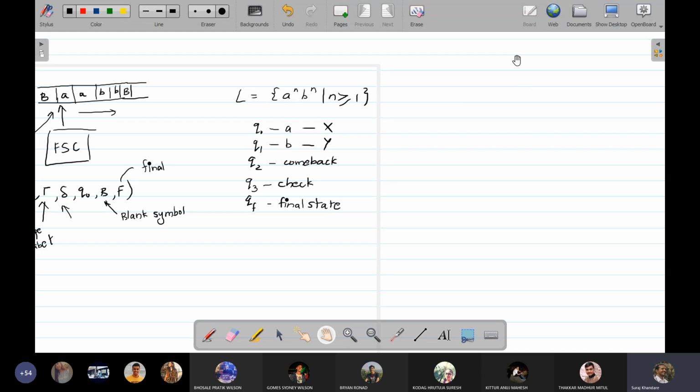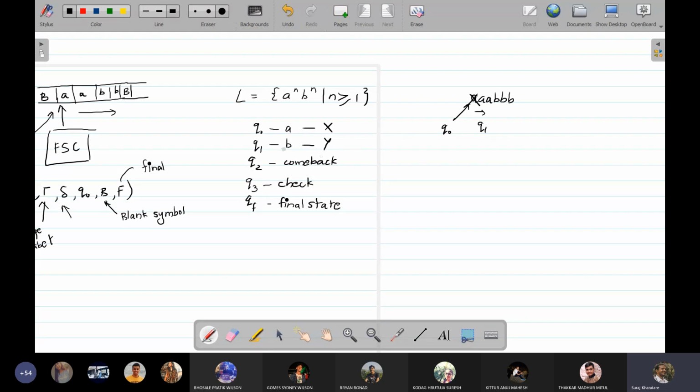So a^n b^n. An example for this will be 3 A's followed by 3 B's. So this should be accepted. Initially we'll be in Q0. What is the function of Q0? To make A as X. So we'll make this A as X and move to the right. But after we make A as X, we change the state to Q1.